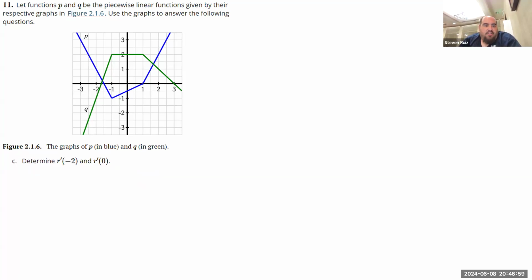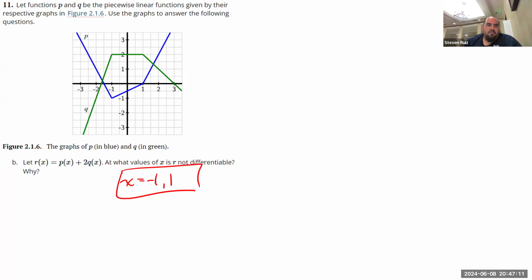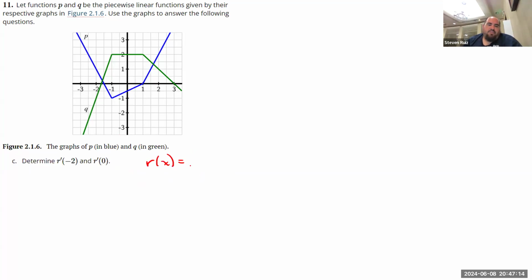All right, moving on to part C. Determine R of -2, or R prime of -2 and R prime of 0. So let's remind ourselves what R is equal to. R of x is equal to P of x plus 2 times Q of x. If that's what R is equal to, then let's get R prime of x. R prime of x would be equal to P prime of x plus 2 times Q prime of x.